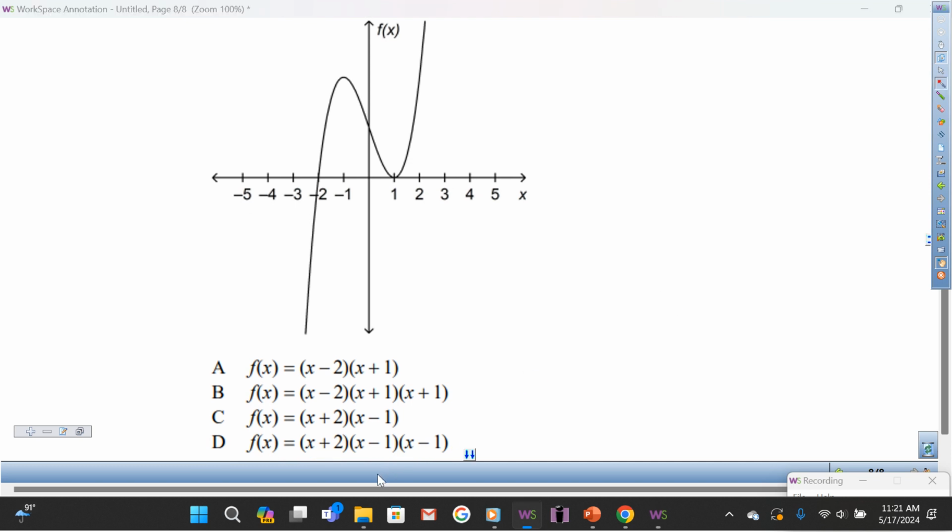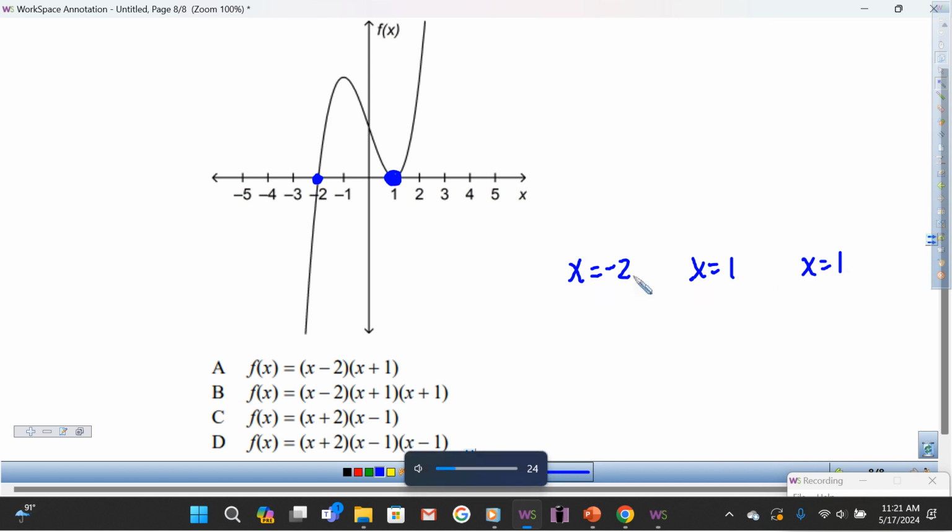We start off by labeling our x-intercepts. We got -2. We got 1. Check it. Does it go through? No. Does it bounce off? Yes. Make it bigger. There it is. So let's write them out. x equals -2. x equals 1. x equals 1 twice. Okay.